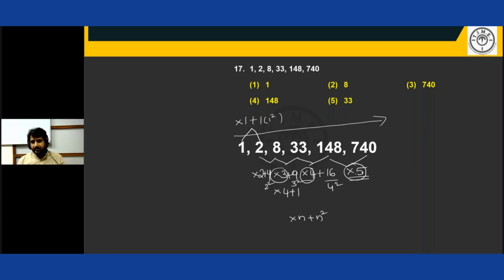So what will be the next number? What is the wrong number? Everywhere it is following the logic of into n plus n square except in the last number. So what is the last number? Just it is into 5. We should also add what? 5 square, which is 25. So 148 into 5 is 740 plus 25 is 765. So the correct number is 765 and the wrong number is 740. That is choice 3.